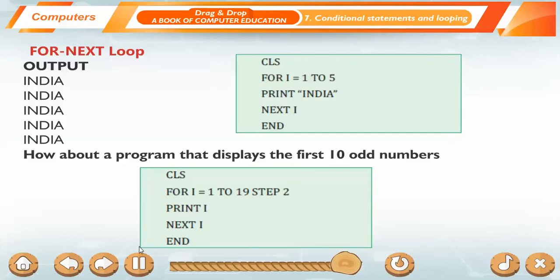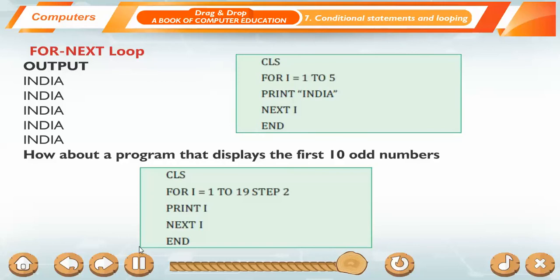CLS. For I equal to 1 to 5. Print India. Next I. End. Output: India, India, India, India, India.